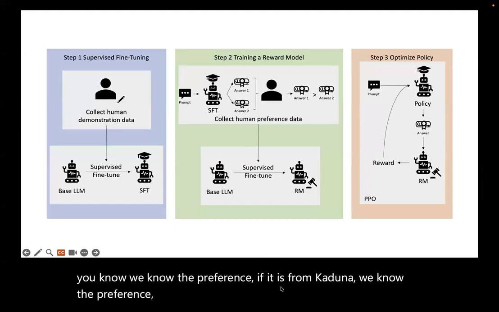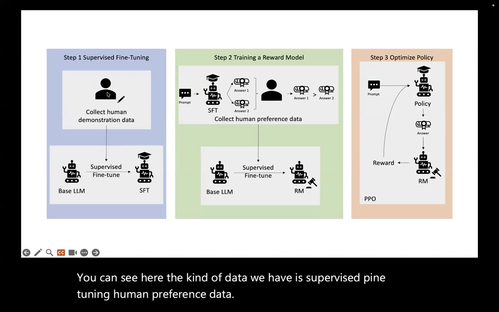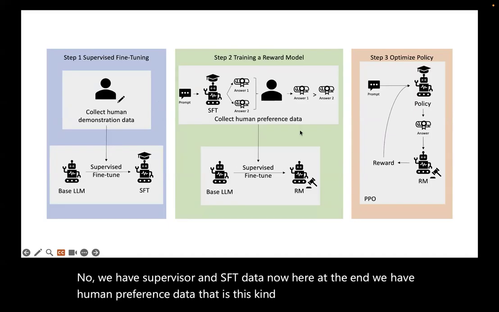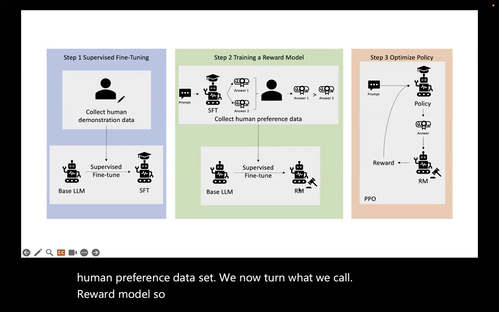So now the idea in RLHF is that you can see the kind of data we have. We have supervised fine-tuning SFT data. Now at the end, we have human preference data, that is this kind of data. So we use this human preference data set to train what we call a reward model. This is a reward model.